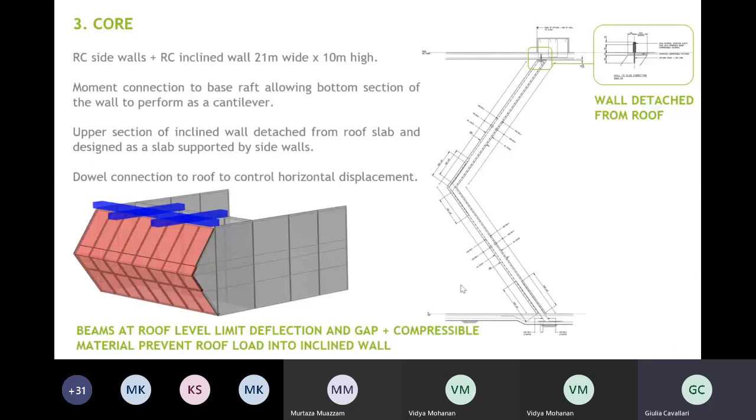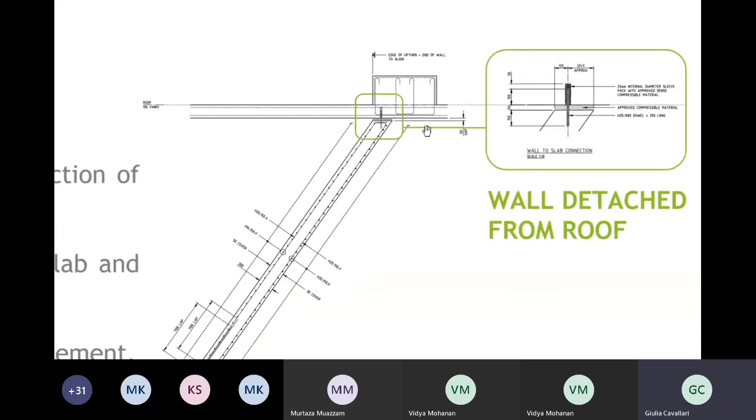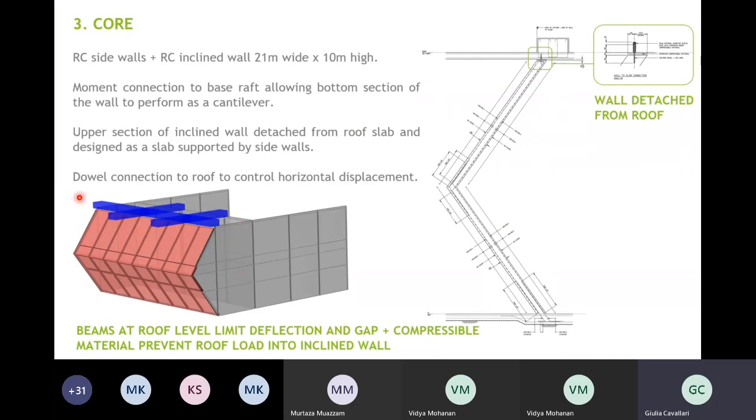And to avoid the roof slab putting too much load into this inclined wall and creating a big moment at the base, we have decided to detach the roof slab from the wall. So we have introduced a movement joint. There is a gap between the roof and the wall. The roof slab is supported by these big beams. We see them in blue. They are a system and they take the load to the nearest walls.